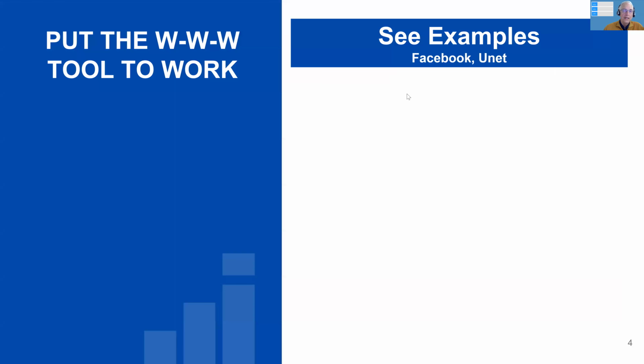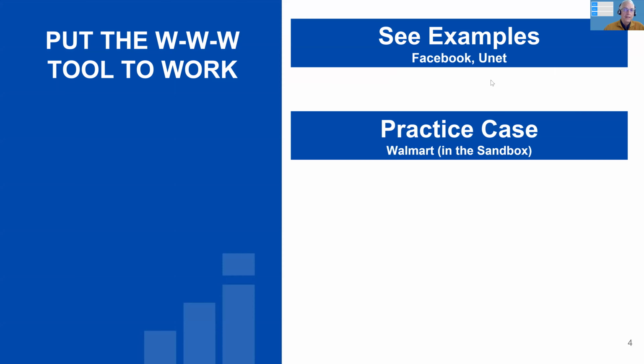So what we'll do today is look at some examples of this in practice, first with Facebook and then a company manufactured name called UNet based on a real company. And then we'll work together and get you into the sandbox to work on a real case that you're familiar with, Walmart.